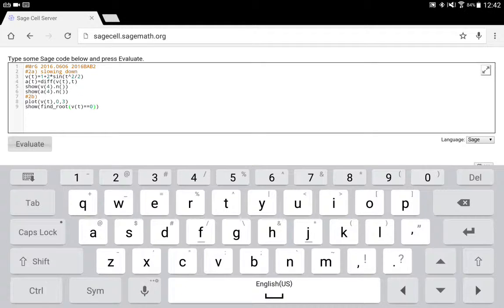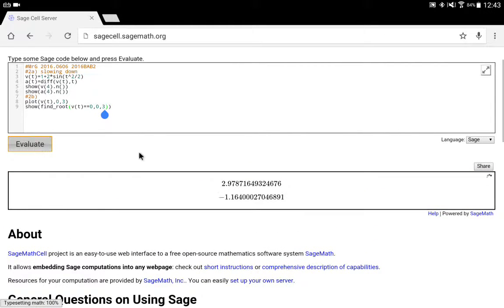Remember, equal is a Boolean. It's either true or false. Find root is trying to find a t that makes it true. Now you don't have to say comma t like you do in the solve command. It's assuming the variable. But from 0 to 3 is all it's going to look. Okay, so let's show that root. And the root is.